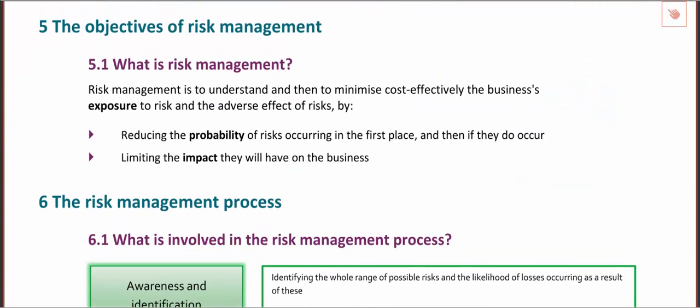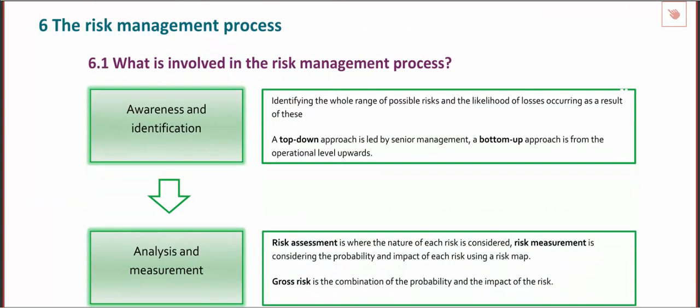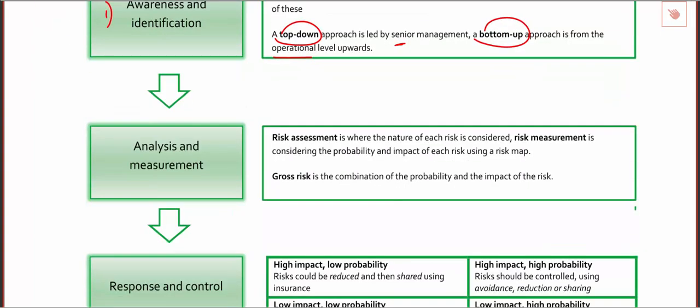Okay, the last few bits then of the chapter are going to be thinking about the risk management process. So the risk management process, which is all to do with reducing probability and limiting the impact that the risk can have, is broken down into 4 sections here underneath. So first step is awareness and identification. So I need to know what the risks are in order to be able to try and deal with them. So we can either go with a top-down approach to risk identification, which is led by senior management, or we can go with a bottom-up approach, which is where the operational guys start the process and we move upwards. Either way, really, really important that we know what the risks we're facing are.